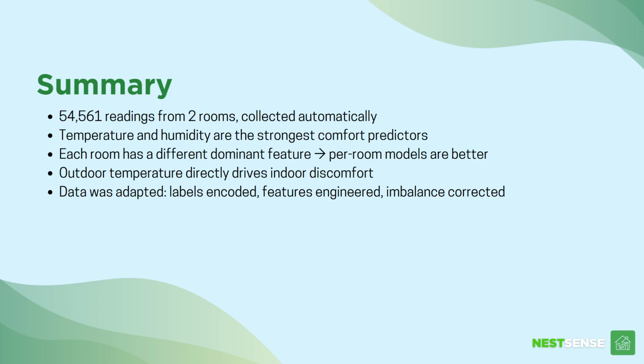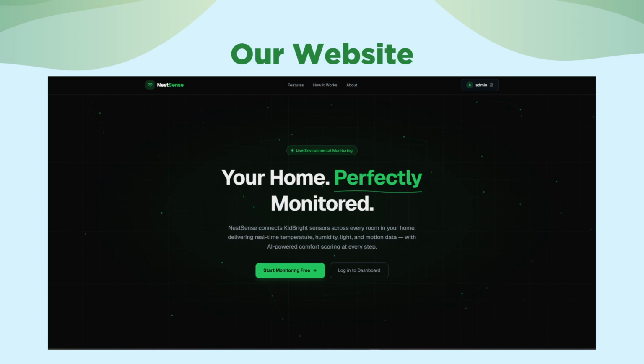So in summary, more than 50,000 readings from two rooms were collected automatically. Temperature and humidity are the strongest comfort predictors. Each room has a different dominant feature, so per-room models are better. Outdoor temperature directly drives indoor discomfort, and the data was adapted: level encoded, features engineered, imbalance corrected.